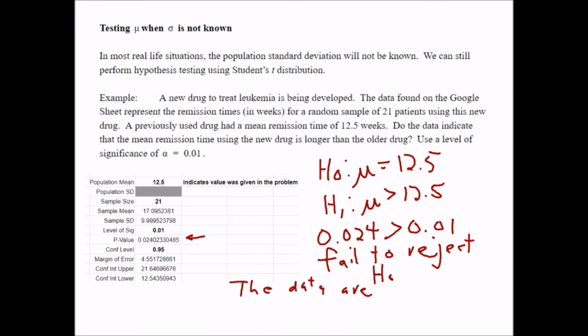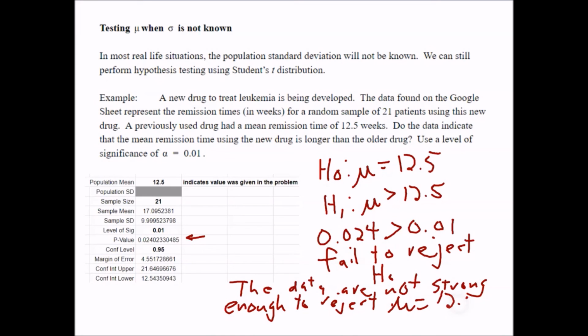So in other words, the data are not strong enough to reject mu being 12.5.